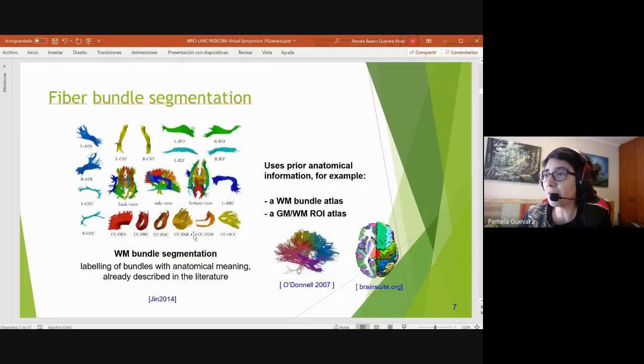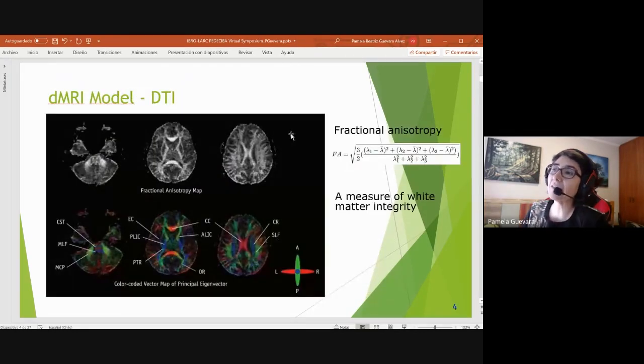Okay, so fractional anisotropy is a measure based on diffusion. It is a 3D image of the brain, and with that it has been used to estimate white matter integrity, and a lot of work is based on this measure.